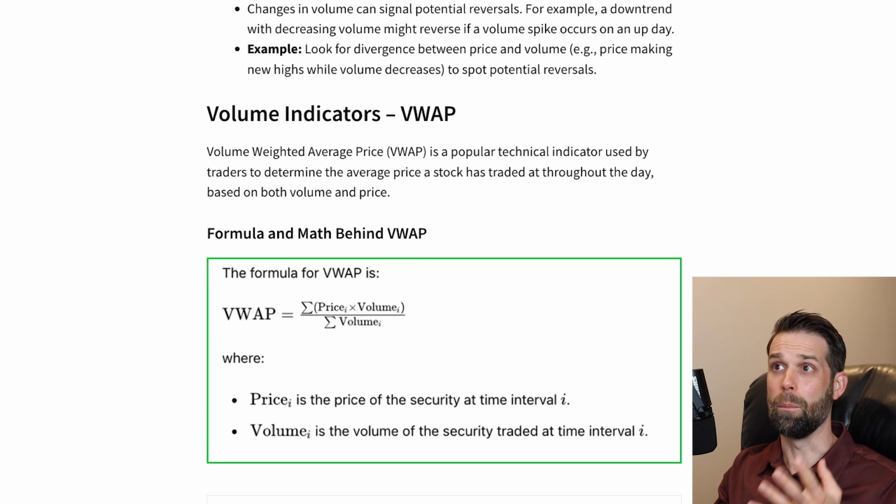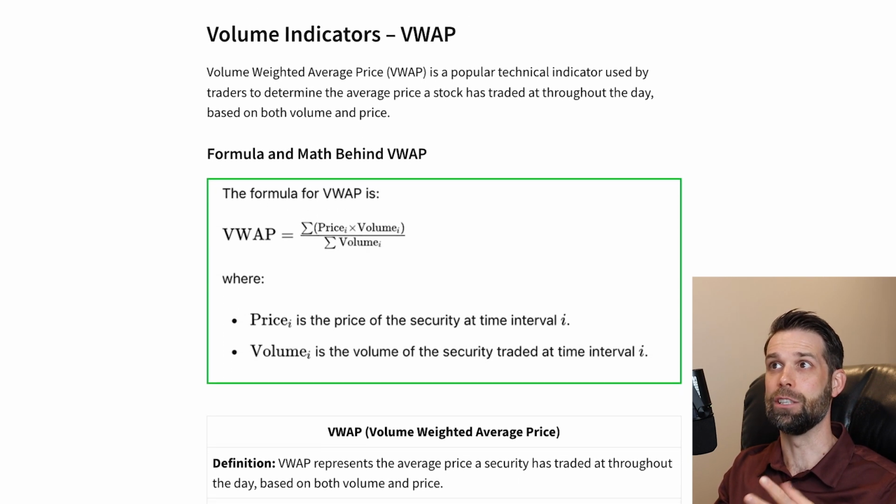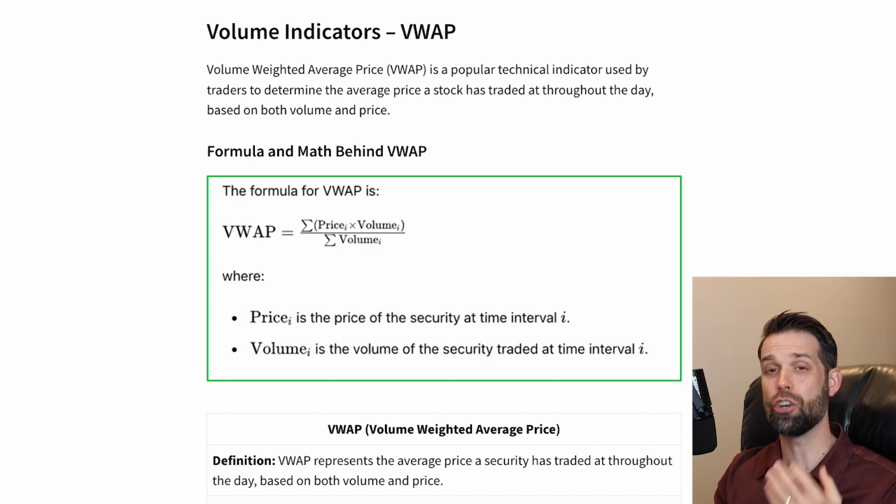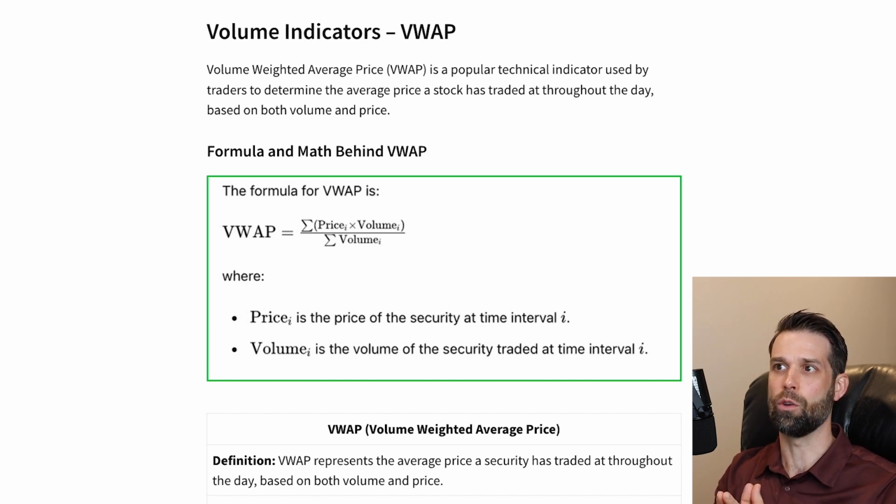One popular indicator that has to do with volume is called the VWAP, which stands for volume weighted average price. It helps traders determine the average price a stock has traded at throughout the day based on volume and price. We're going to talk more about the difference between this and a simple moving average, but to start with, it just takes in the volume when it's creating that average. The formula is the sum of the price times the volume over the sum of all of the volume in that particular time frame.